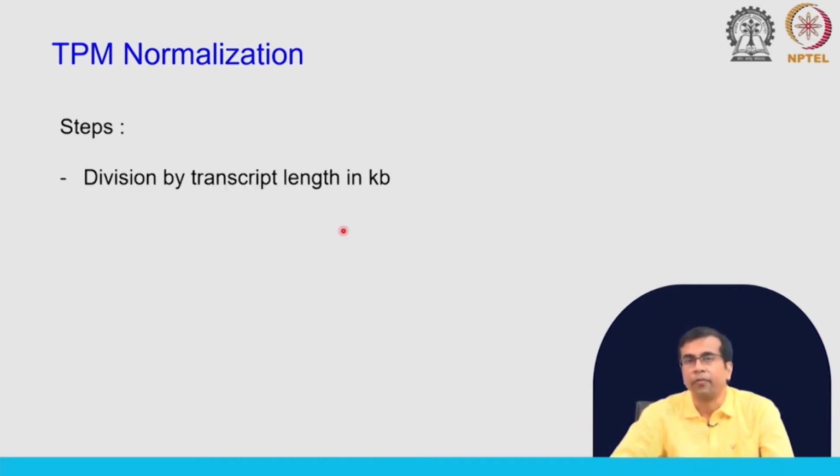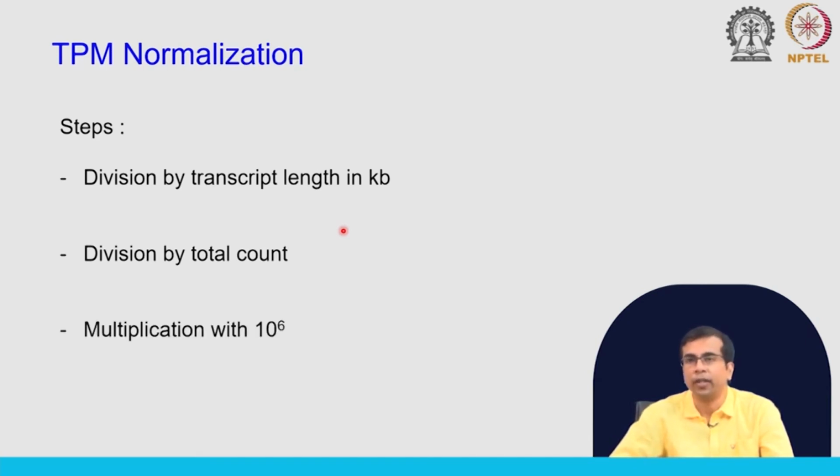Here you first divide by the transcript length in kb. Instead of dividing by the total sequencing depth, you first divide by the transcript length in kb. Once you have done that, then you divide by the total count. I am not saying total sequencing depth because the total will change because of this division by transcript length. So, it is the total count that we get after this division, and then multiply with 10 to the power 6. So, you see just one step, this division by transcript length, is now the first step instead of the last step as in RPKM FPKM normalization.